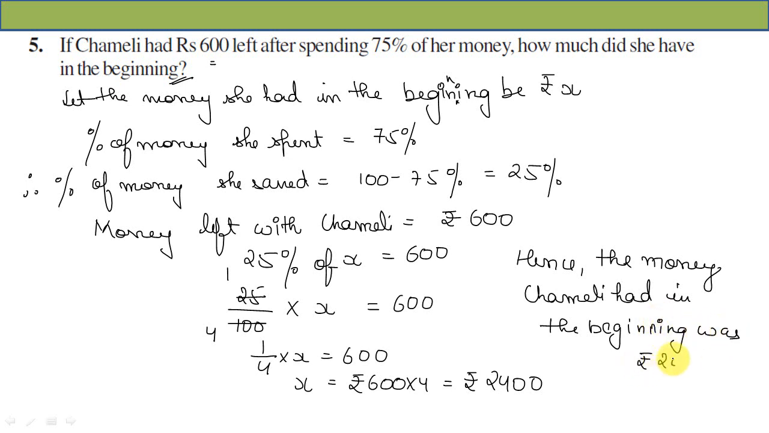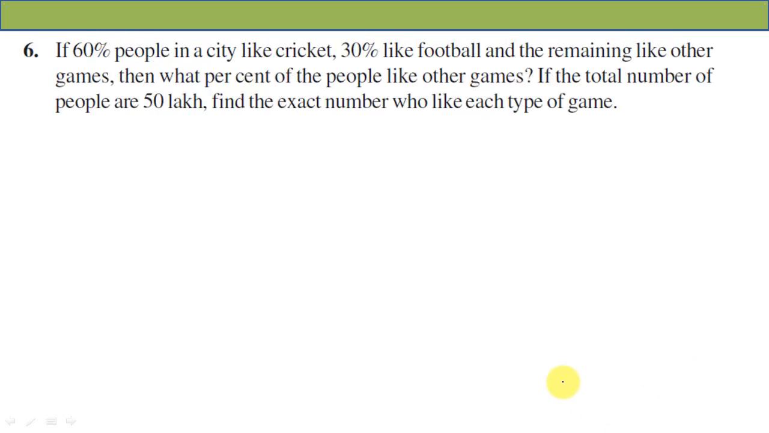Now let's see question number 6. If 60% people in a city like cricket, 30% like football, and the remaining like other games, then what percent of the people like other games? Let's read it again. If 60% of the people in a city like cricket, एक city के अंदर 60% लोगों को क्रिकेट खेलना पसंद है, 30% लोगों को फुटबॉल पसंद है, जो रिमेनिंग गेम्स बच गई तो वो कितने परसेंट ऑफ लोगों को पसंद है?